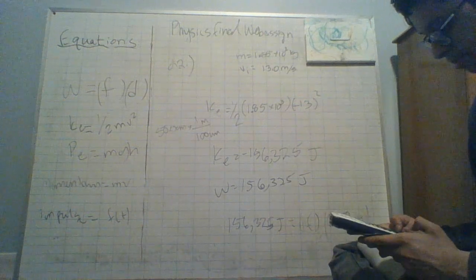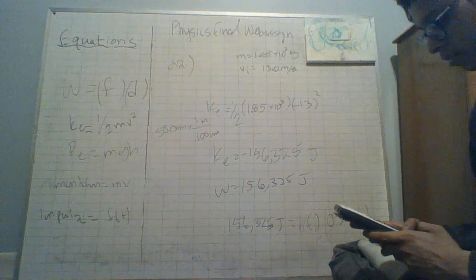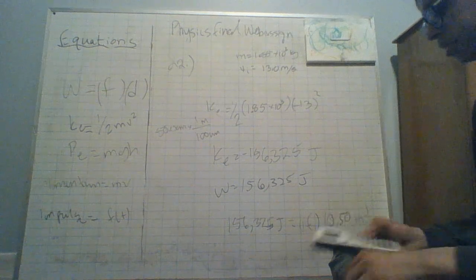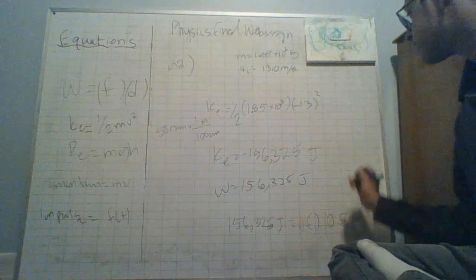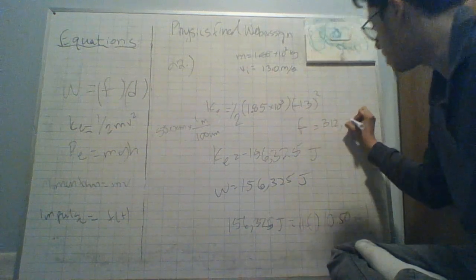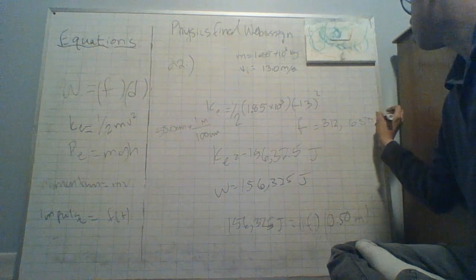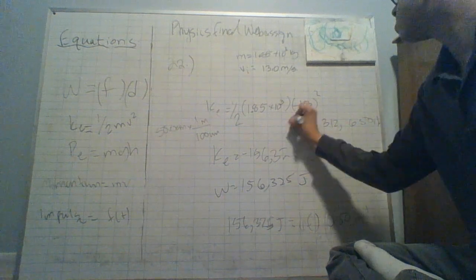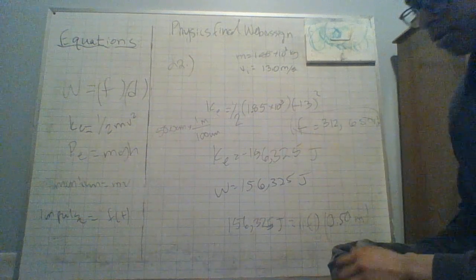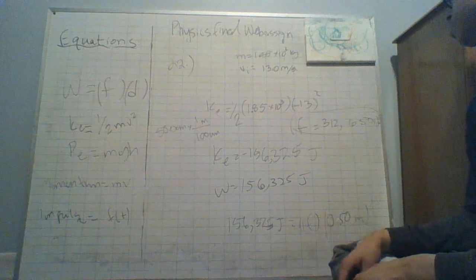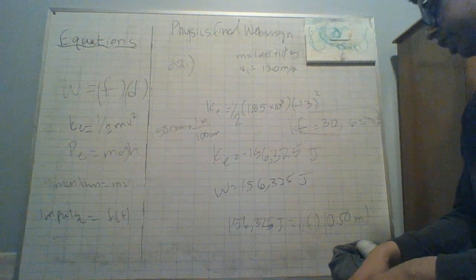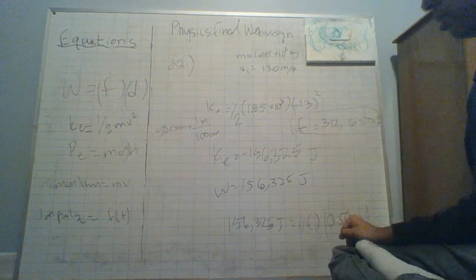Now I'm going to plug that into my equation. 156,325 joules divided by 0.50 meters is equal to 312,650 newtons. Force is in newtons. And always remember to place the unit afterwards. The WebAssign does it automatically, but in a real physics question, you've got to write newtons, or your teacher might mark it off if she's strict. And that's going to be your answer for part C.